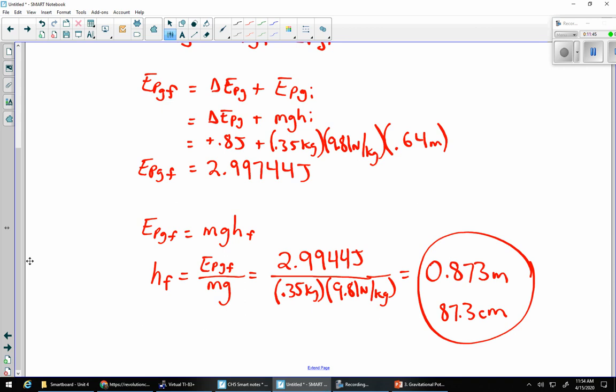So you could calculate, I'll use a different color to highlight a bit here, you could calculate EPG, our initial EPG. Then you could go through and solve for your final gravitational potential energy. And then you could do our final step here. Or you could do this all at once. So you could expand this entire formula up top here and expand on every single little piece of it to solve for your final height.